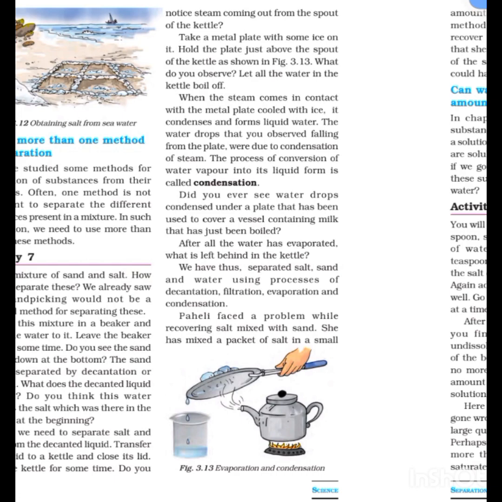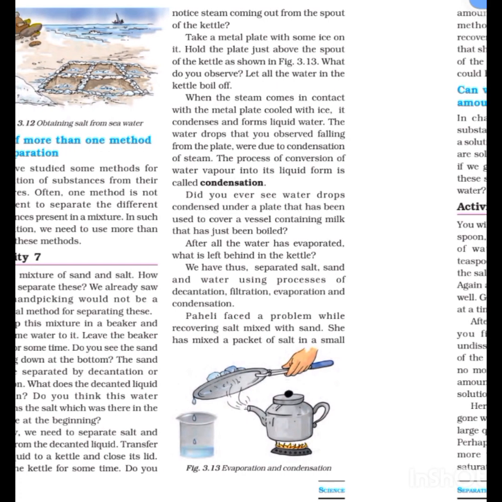Take a metal plate with some ice on it. Hold the plate just above the spout of the kettle as shown in the figure. What do you observe? Let all the water in the kettle boil off. So when the steam comes in contact with the metal plate cooled with ice, it condenses and forms liquid water. The water drops that you observe falling from the plate were due to condensation of steam. So the process of conversion of water vapor into its liquid form is called condensation.